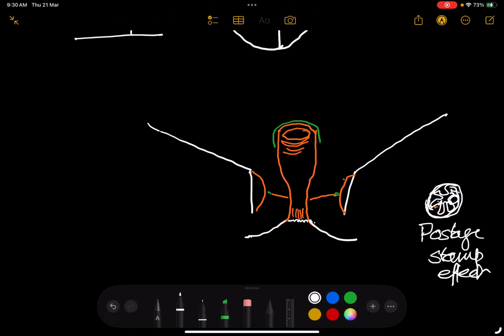Above the anal verge is the junction of the ectoderm, which is from the outside, and the endoderm, and this is a white line, and this is called the white line of Hilton.